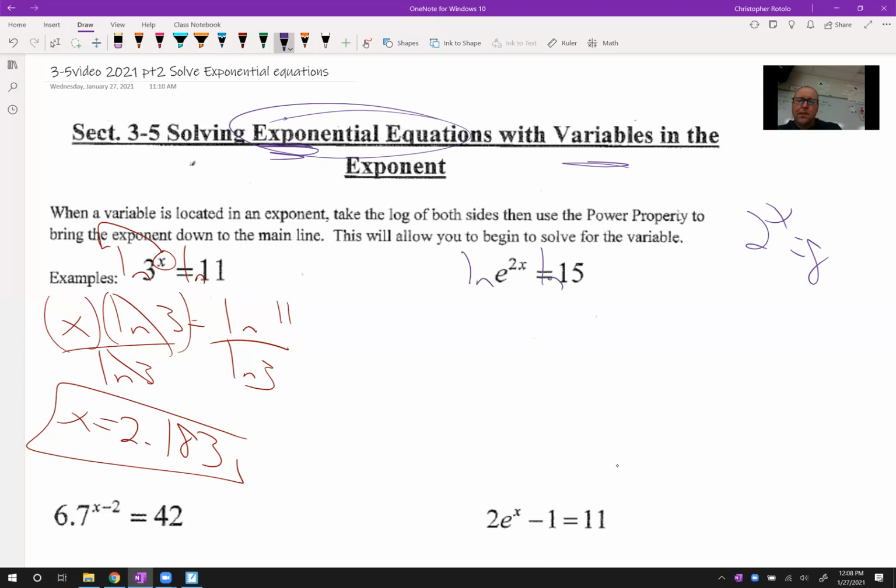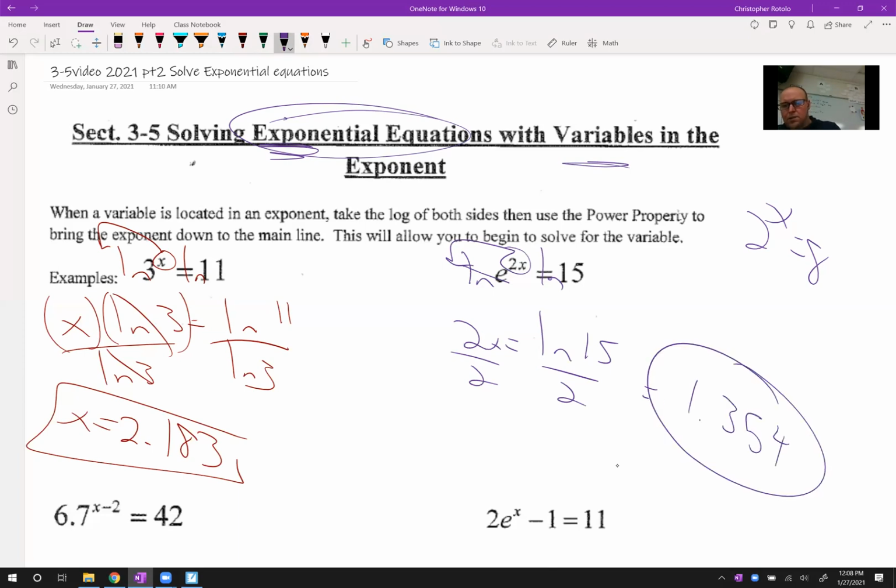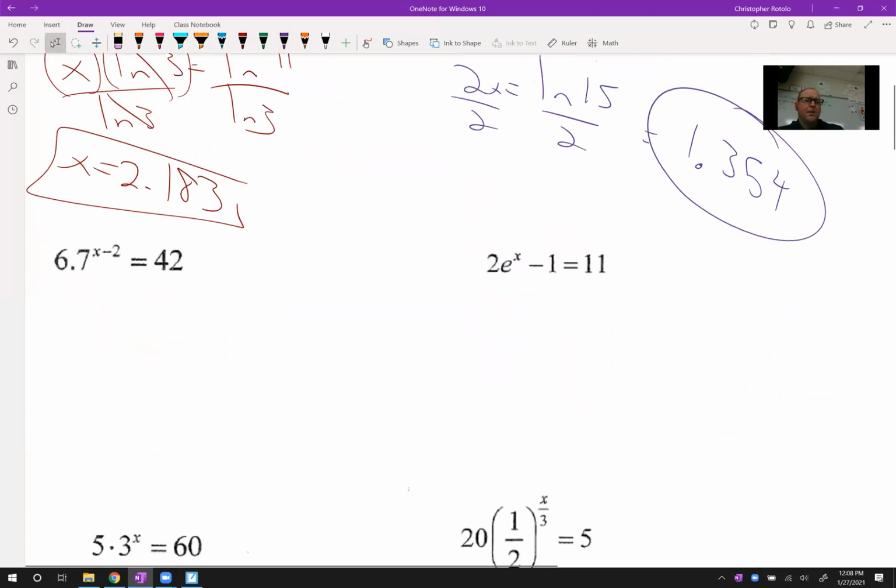So the natural log of e becomes 1. So I get 2x equals the natural log of 15. So we're going to take the natural log of 15 and divide it by 2. So x is going to turn out to be natural log of 15 divided by 2, and we're going to be about 1.354. Again, just trying to give you an idea if you're using your calculator correctly.